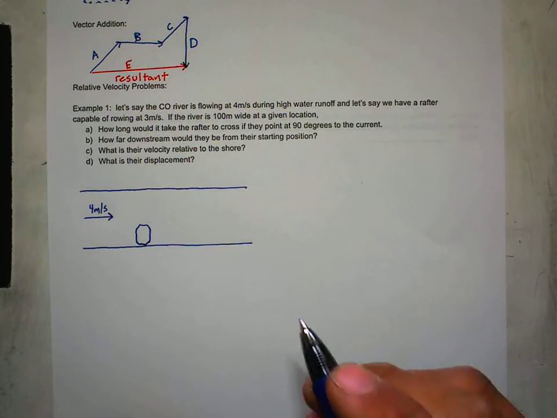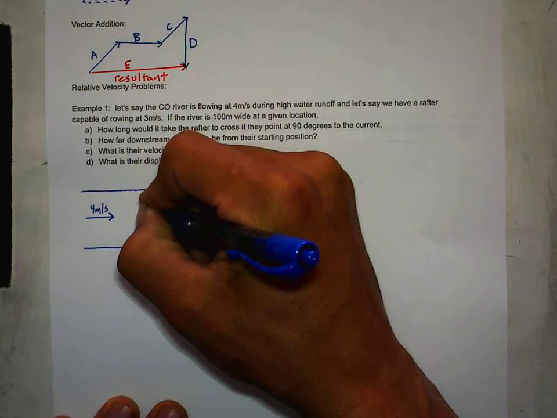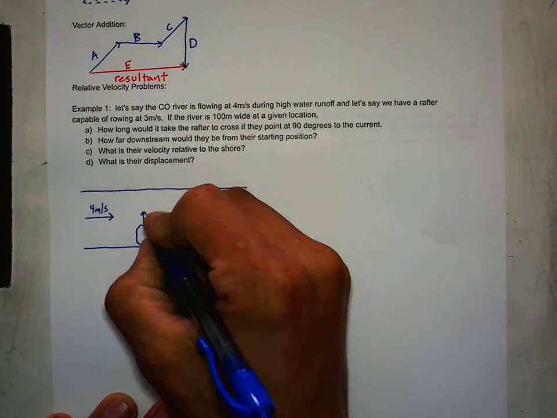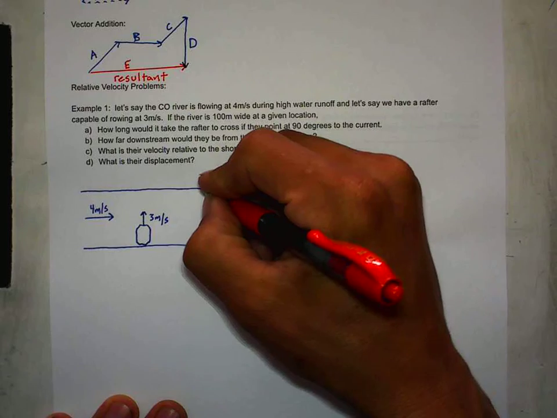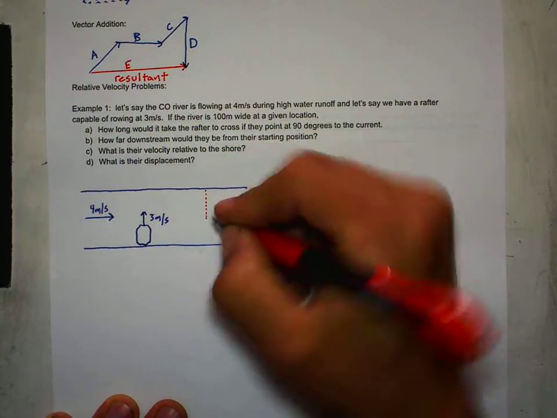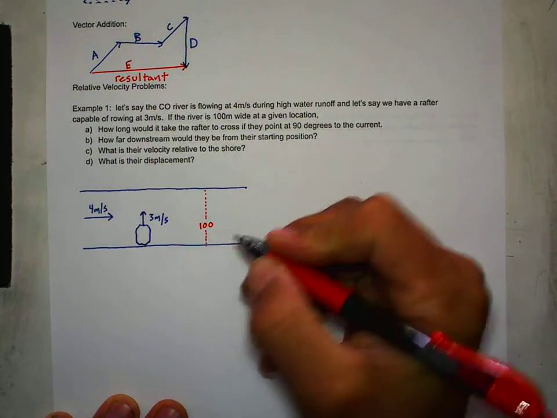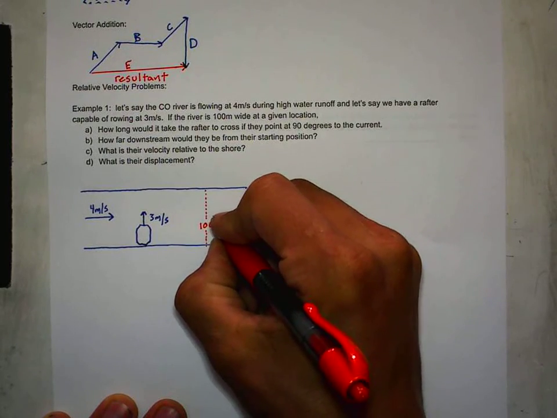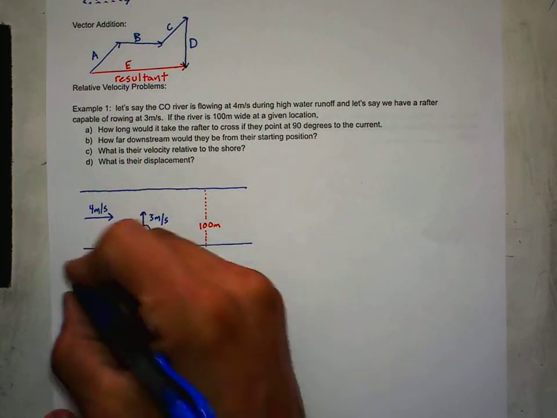Okay, now in this example, they are going to point directly across the water. Now I'm going to draw this vector a little smaller than this one to indicate that its magnitude is smaller, 3 meters per second. All right, and our displacement. It's actually not our displacement, it's the width of the river. Our displacement is going to be something else. Okay, this is a 100 meter length right there. Okay, how long would it take? In part A, we are going to figure out the time.